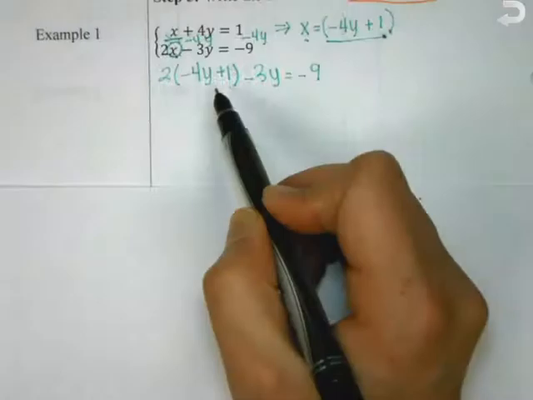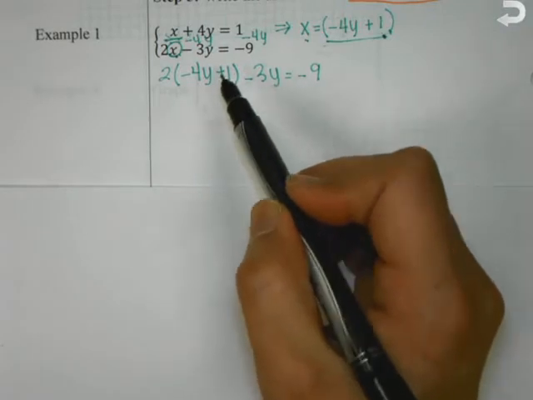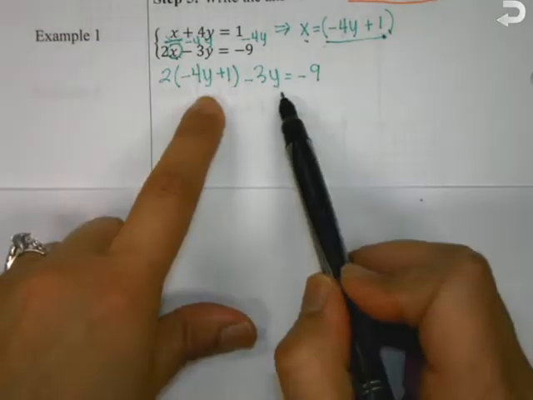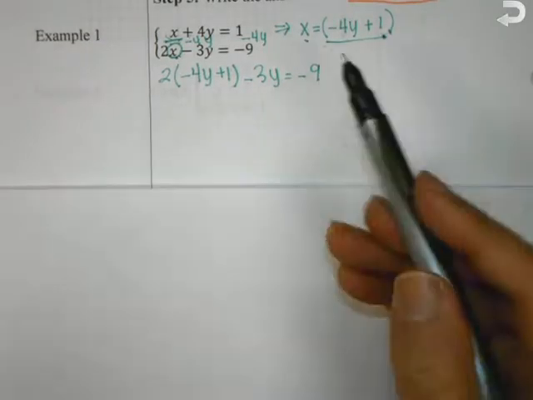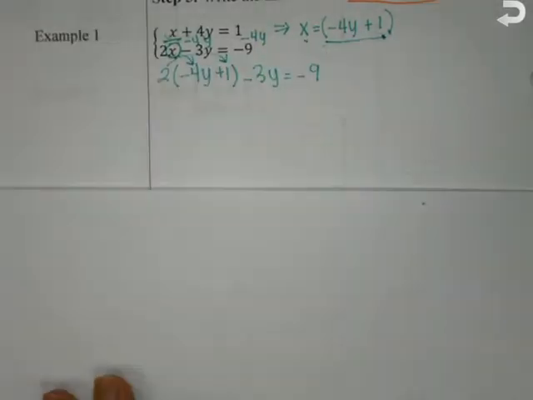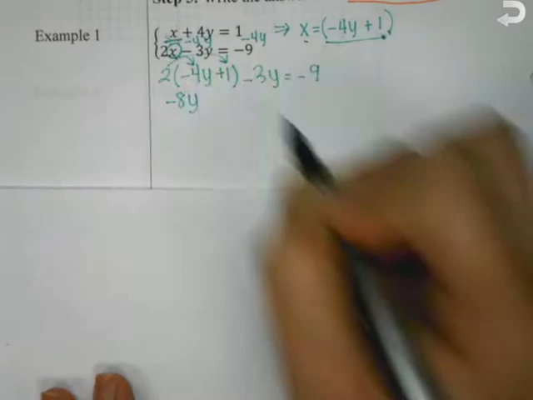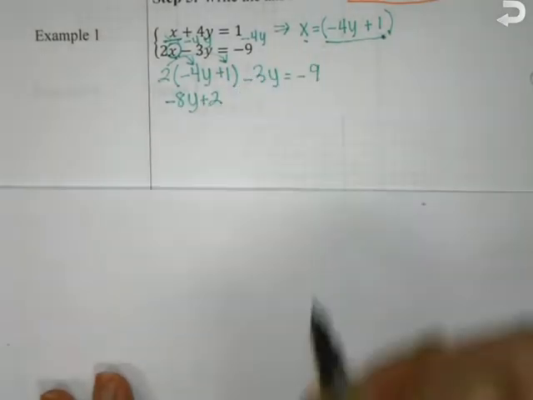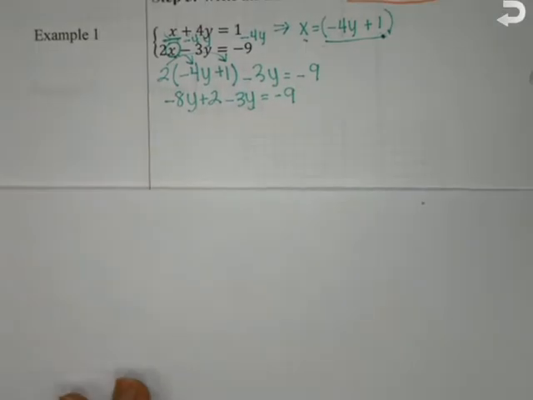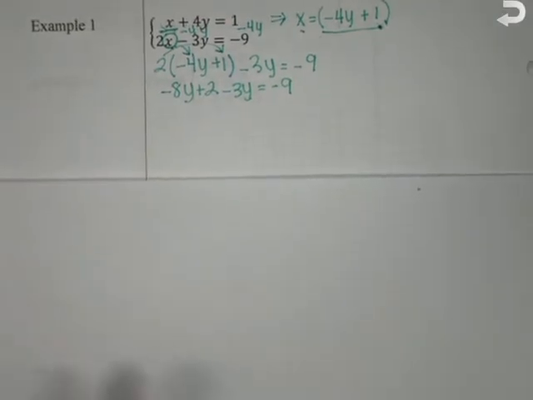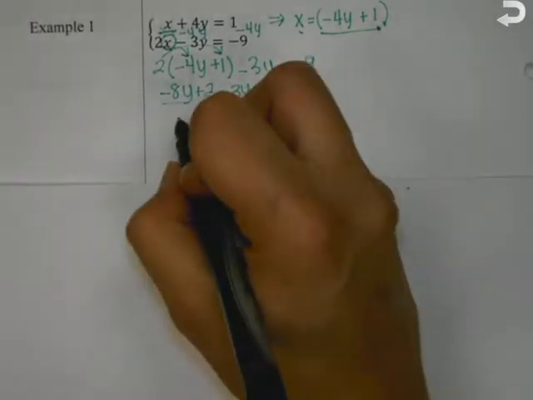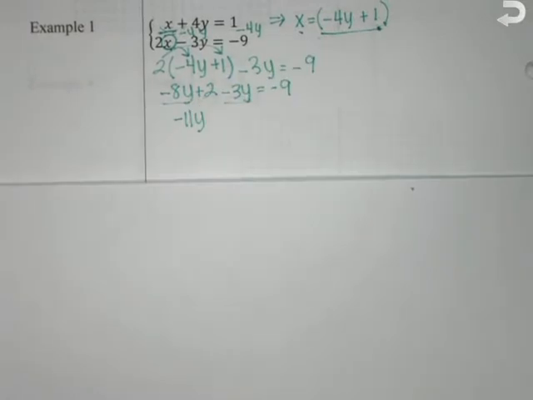Now we want to solve for the only variable that's left, which is y. So the whole point of doing that was so now we only have one variable in there, and that's y. So I'm going to use distributive property first. So that's going to give me negative 8y plus 2 minus 3y equals negative 9. I can do some combining like terms. I have negative 8y and negative 3y. So that's going to give me negative 11y plus 2 equals negative 9.